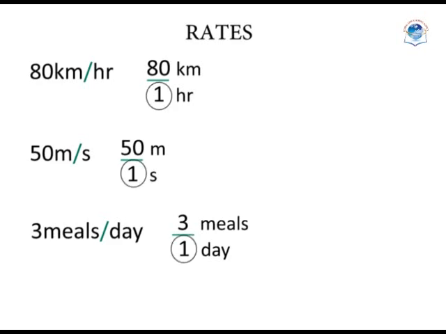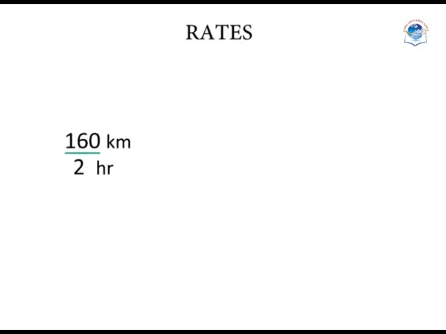Can't we have something like 160 kilometers per 2 hours or 100 meters per 2 seconds? Of course we can, but most of the time when we have this kind of rates, we convert them into equivalent rates that have 1 as the bottom number. And that is because whenever the bottom number represents 1 unit of time, it makes it easier to compare different rates.